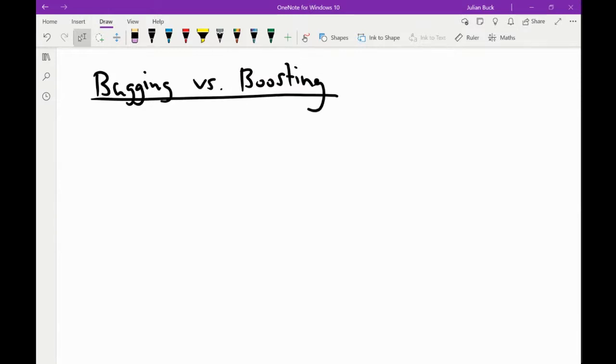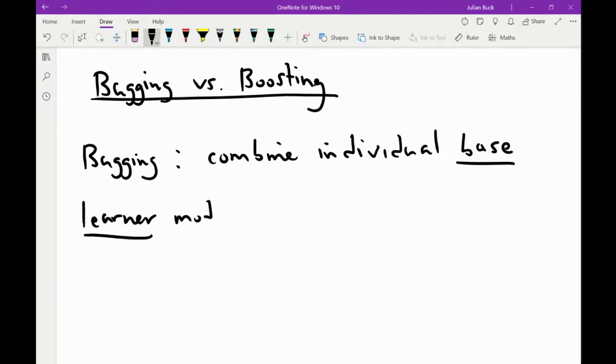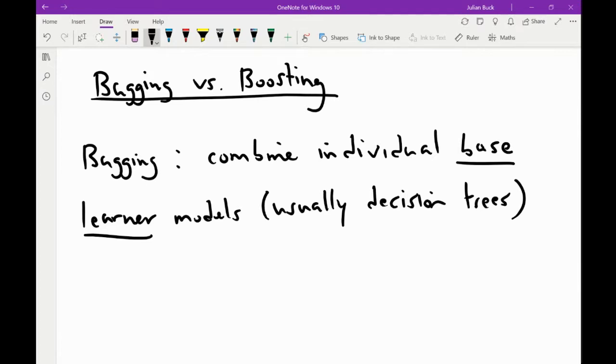So as we already know, the generic idea behind bagging is to combine individual, what we call base learner models, usually decision trees, but as we said, they don't have to be, independently into an ensemble prediction. So we just train all the individual models and then we aggregate the results together.